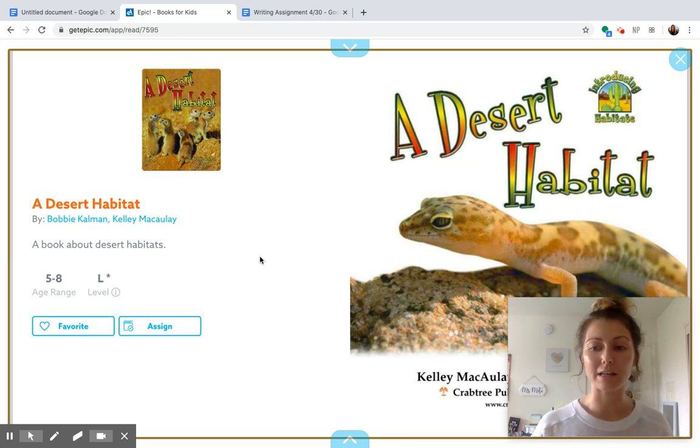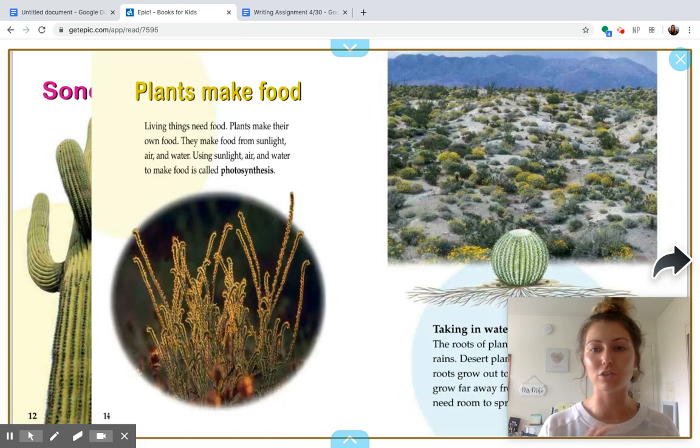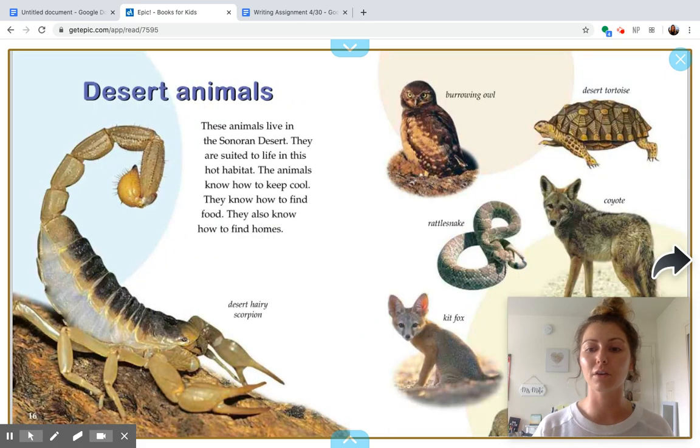We can write our class paragraph on the desert habitat. Specifically, I want to talk about what can be found in a desert habitat. So thinking about some of the animals, the creatures, and the plants that can be found in the desert habitat. So as I go through my text, I know there's a lot of information on the desert, but I'm really looking for what lives in the desert habitat.